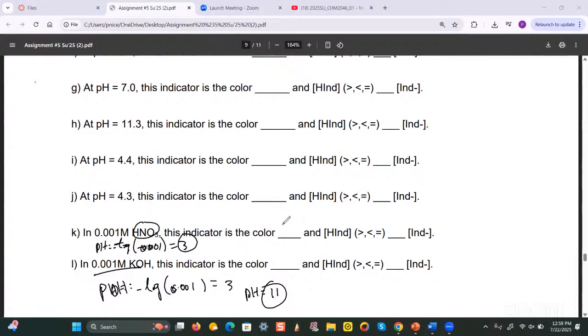Oh, by the way, let me just say that this is green. And this would be greater than this, all right? So that's the answer for K. So for L, if the pH is 11, what would you expect the color of the solution to be? Would be yellow, exactly. Which means that the concentration of IND would be greater than that of the HIND, all right? And that's how that is done. Okay, any questions about that?